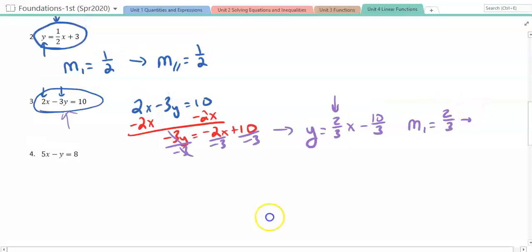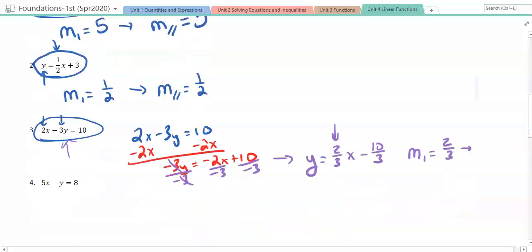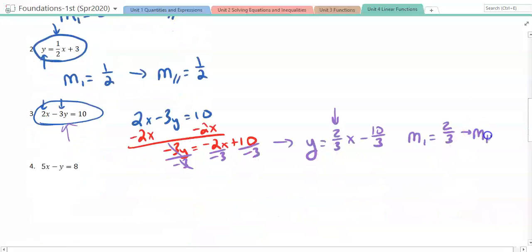And so coming back to our original question, remember our original question is to find the slope of a line parallel to it. So what is the slope of a line parallel? Well, again, remember, parallel lines have what? The same slope. So this slope is also 2/3.